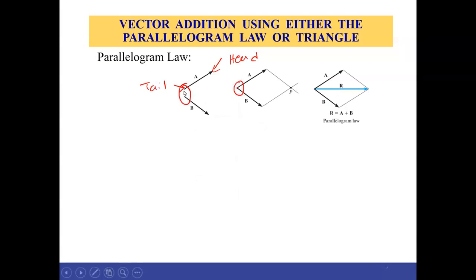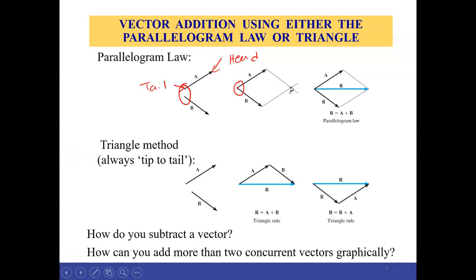So we can actually slide B and attach this at the end of A, and then complete the parallelogram by drawing two parallel lines, one to each vector, and then we find the intersection of those at point P, and that point P is the head of the resultant vector. So we can draw the final vector going from this point of intersection to point P, and that's our resultant vector R, and it can be written as R equal to A plus B.